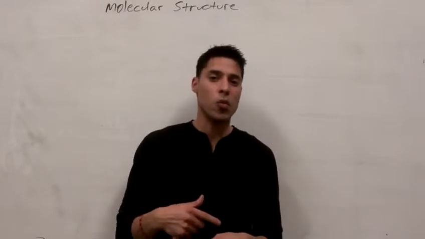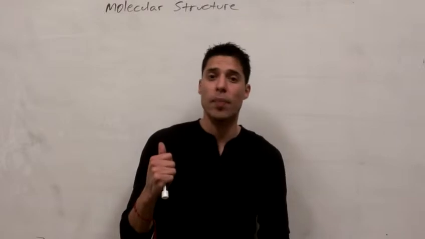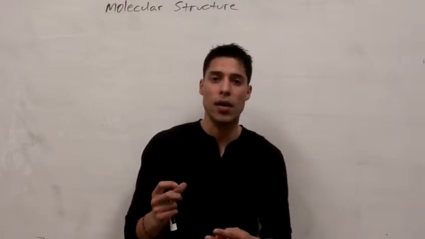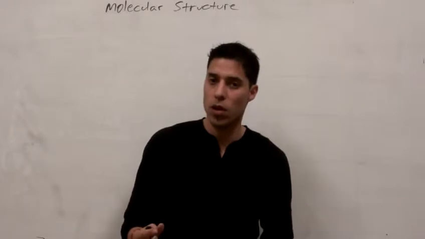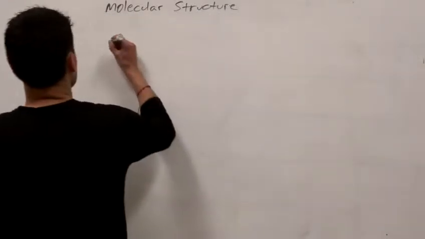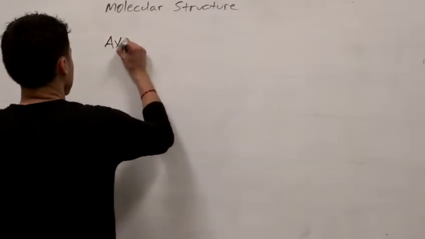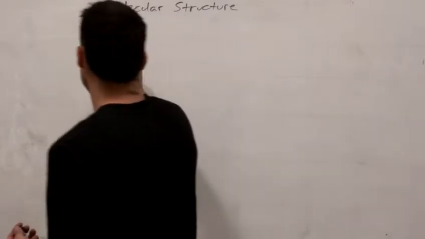Now in the previous video we looked at the AXE method of counting electrons. That's going to be applied here because we're going to be linking a specific geometric shape to an AXE configuration. So the first one we're going to look at is the AX2 configuration. The AX2 configuration is going to give us a linear molecule.